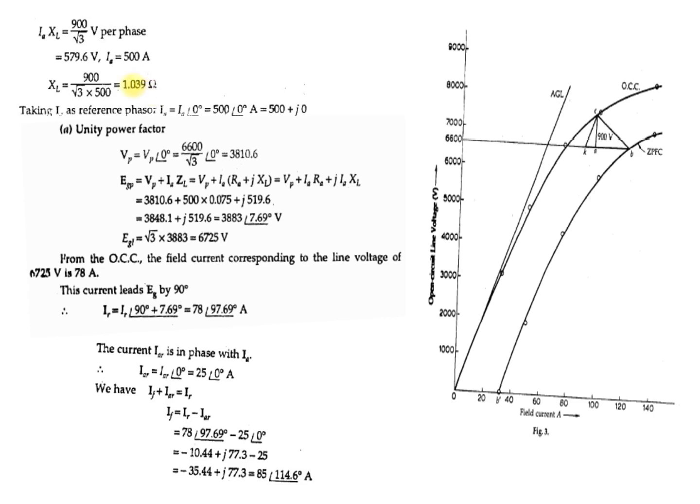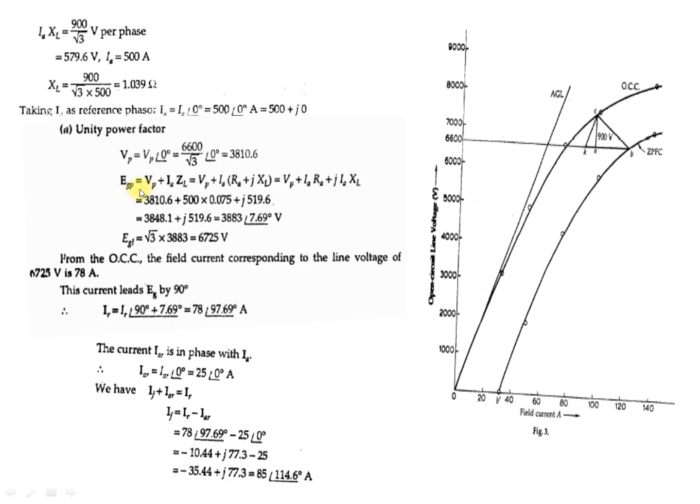For the VP, which for this unity power factor is going to be the base vector, it is also given as 0 degrees. So 6600 divided by root 3 at an angle of 0 degrees is also going to be given as 3810.6 at an angle of 0 degrees, which is the per phase value.